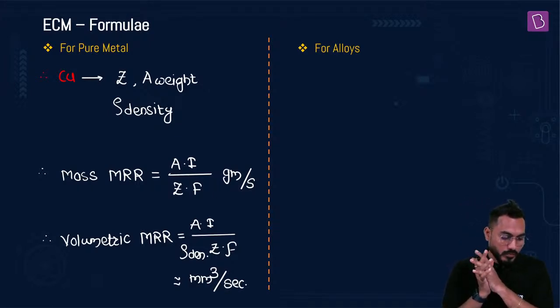Is it true? Okay, what is Vishnu saying? Mass removal rate divided by density. Very correct, Vishnu. Right, fine.